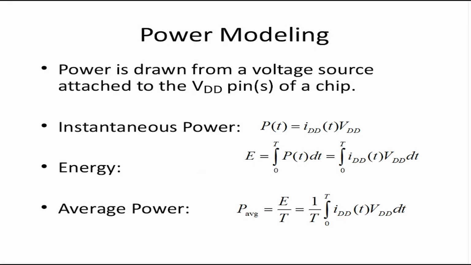Now let's talk about the basics of power. What are the power terminologies we use? How do we calculate power numbers? So power is drawn from the voltage source that is attached to the VDD of the chip. So it is very clear from the first instance that the higher the VDD, the higher the power number. So P is equal to I into V. V is nothing but VDD here, and I is the current drawn from the power supply.